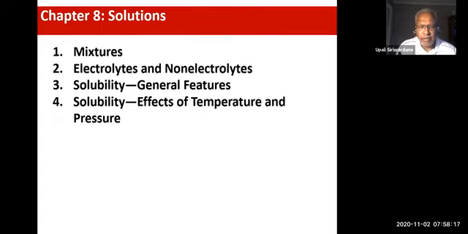On the other hand, gas mixtures, gas dissolved in liquids, are affected by temperature. As the temperature increases, the solubility of gas decreases, and as the pressure increases, the solubility of gas increases.